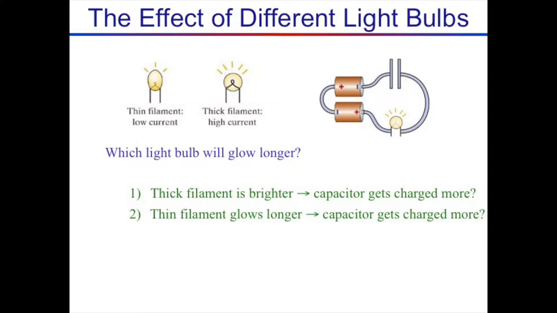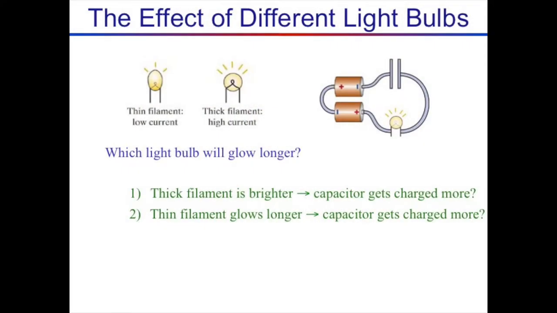All right. Let's think about the effect of different types of light bulbs in there. Let's say that I have two different light bulbs, one with a thin filament and one with a thick filament. The thick filament means inside the light bulb I have a thicker wire. Let them be made of the same material, but the thicker wire can carry more current. So if I have the thick filament, when I initially hook up this circuit to charge the capacitor, the thick filament allows more current through it.